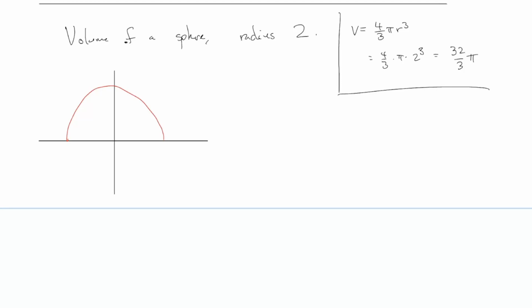I said radius 2, which means this goes out to 2, right? And it goes back here to -2. So actually that's going to be the a and the b, right? The range of the x values when we do the integral is going to be -2 to 2. And what is the function? It's that top of a circle. Now we have to write this as a function. Anybody got any ideas about that?